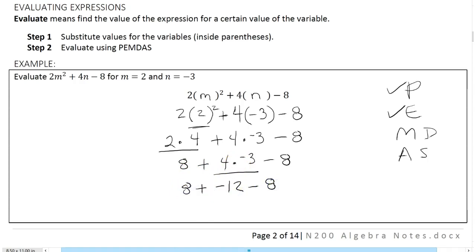Now proceed to addition. Begin with 8 plus negative 12 for negative 4 minus 8. Negative 4 minus 8 is negative 12.